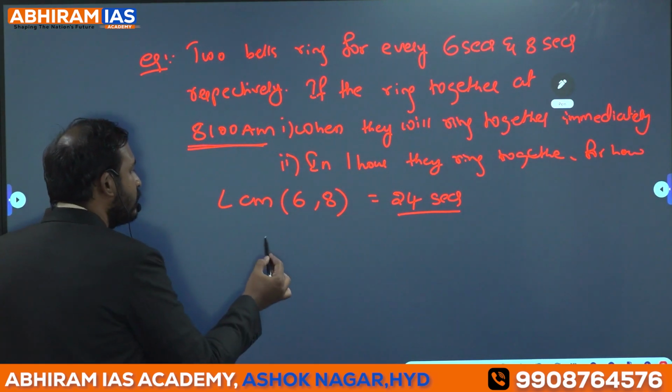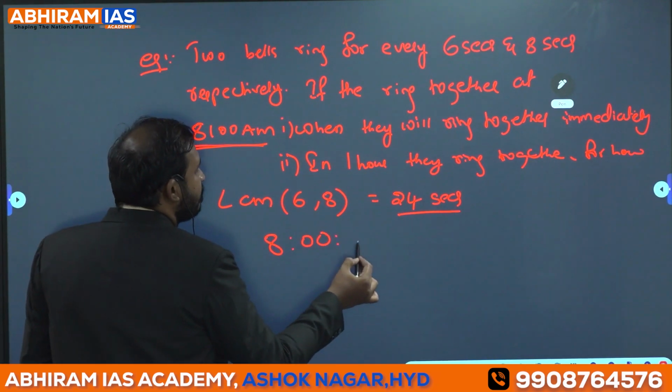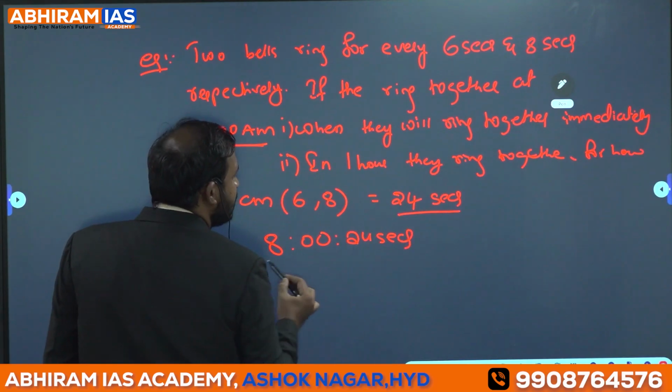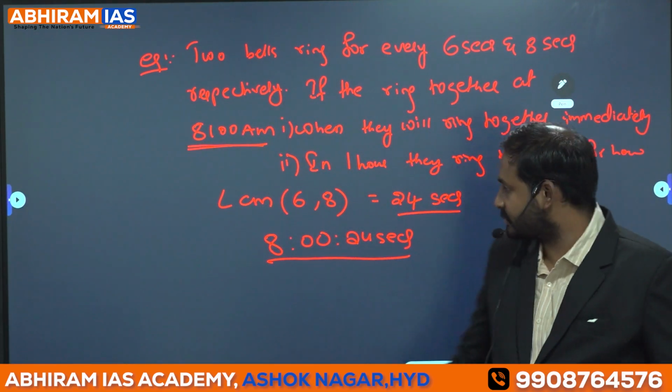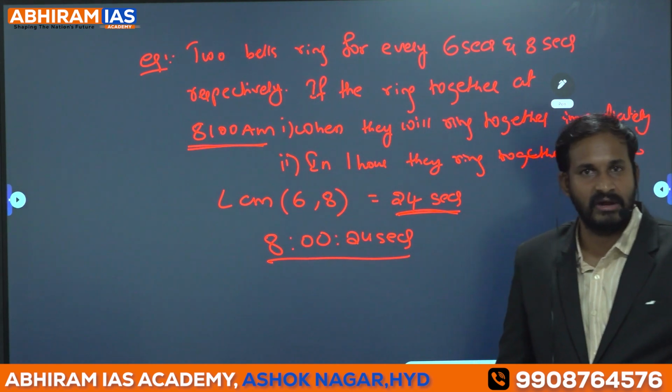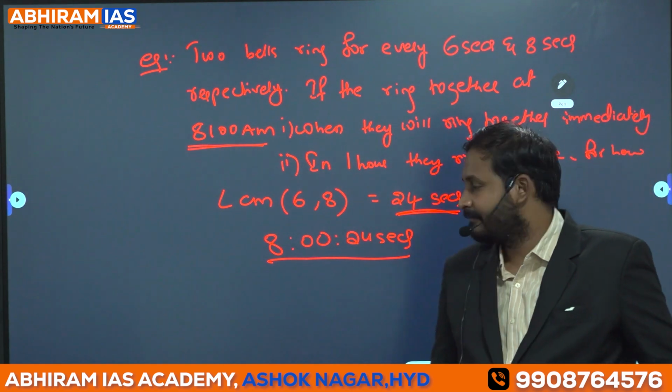At 8 o'clock, 0 minutes and 24 seconds, once again the bells will ring together or simultaneously. That is the answer for the first question. After 24 seconds, they will ring together once again.